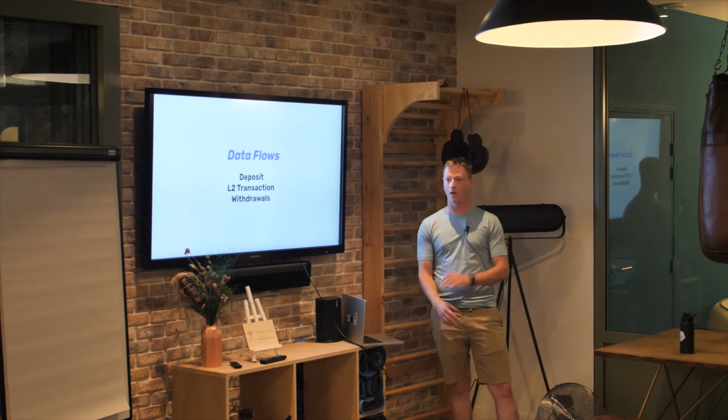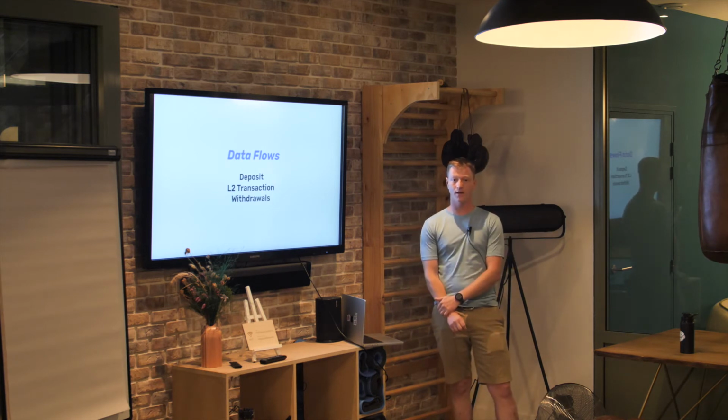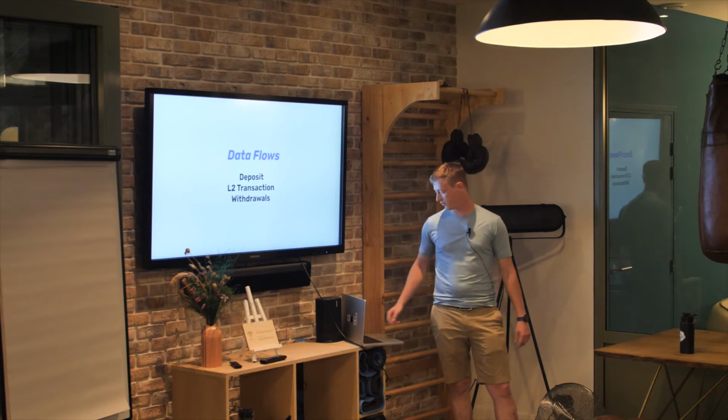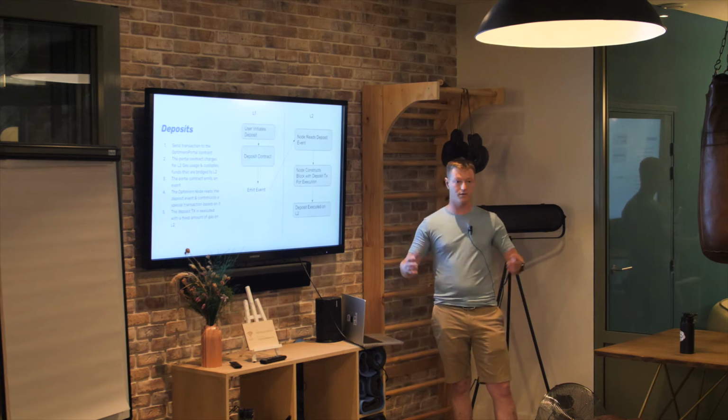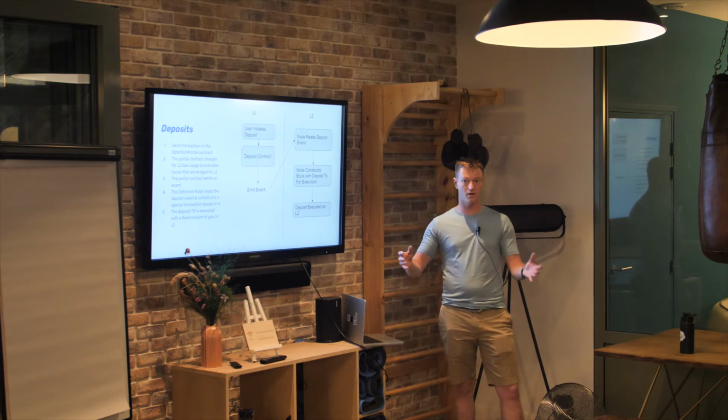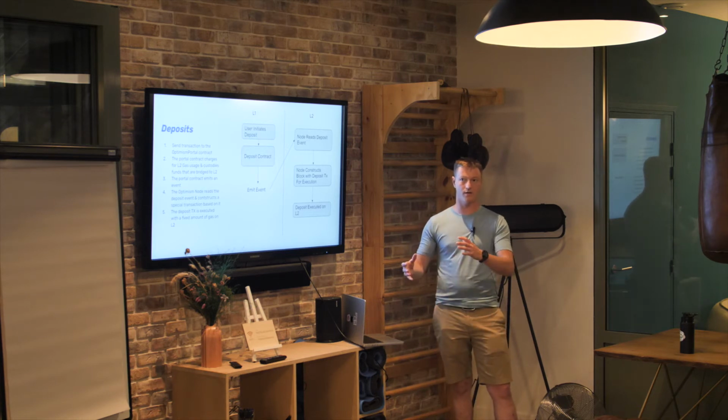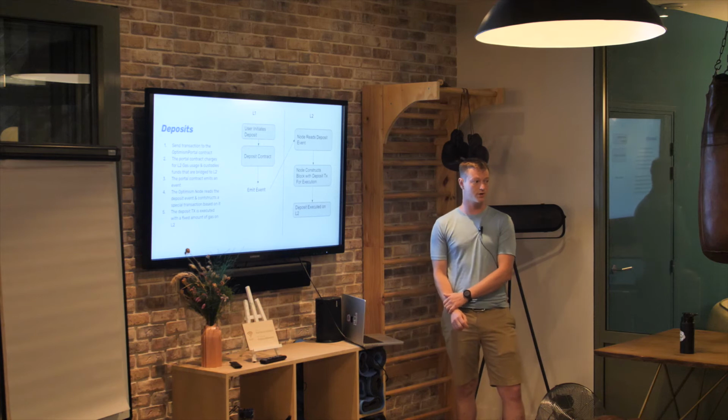Okay, so now we're going to go through some of the data flows. The three most common are going to be deposits, L2 transactions, and then withdrawals. For deposits, this is how you mint L2 ETH. This is how you bridge money over. This is how the canonical bridge utilizes the deposit mechanism, and it is actually a fully generic message passing system that can execute transactions on L2.